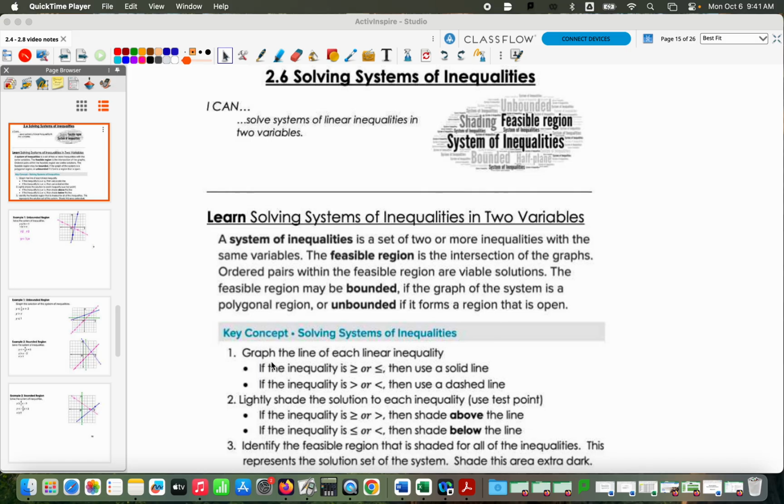Okay, so let's see what we got here. And we'll get into the bounded and unbounded, we'll talk about that. Basically, is the feasible region all closed in or is it open? So we're going to graph each line, graph each linear inequality.